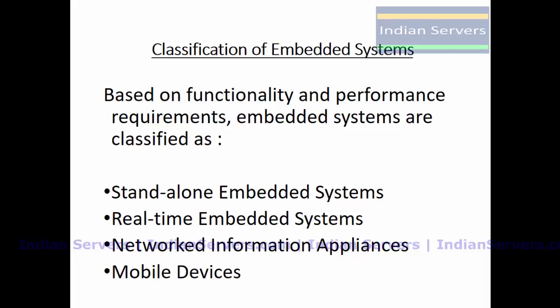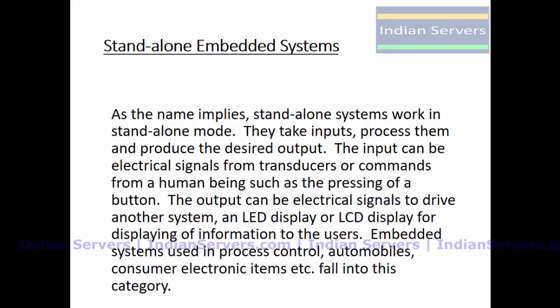So mainly embedded systems are classified into four types. One is standalone embedded systems, real-time embedded systems, network information appliances and mobile devices. So first we will see the standalone embedded systems.